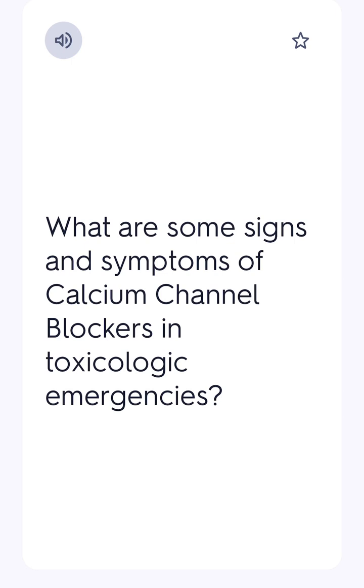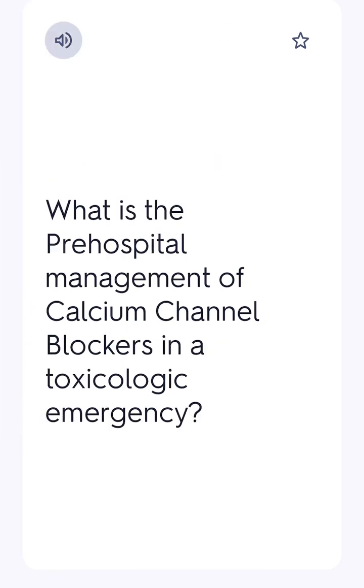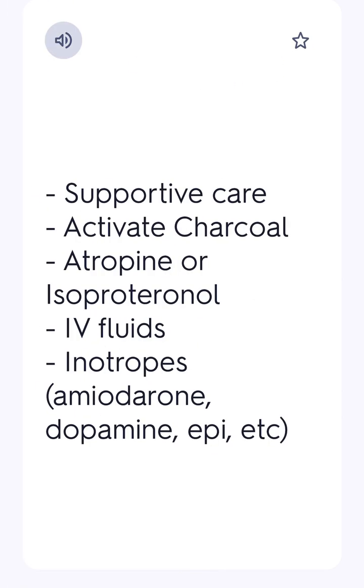What are some signs and symptoms of calcium channel blockers in toxicologic emergencies? Hypotension, bradycardia, AV conduction blocks, lethargy and slurred speech, nausea/vomiting, coma, respiratory depression. What is the pre-hospital management of calcium channel blockers in a toxicologic emergency? Supportive care, activated charcoal, atropine or isoproterenol, IV fluids, inotropes.